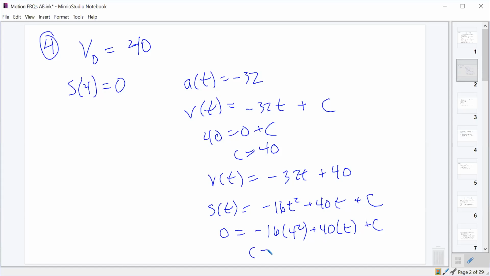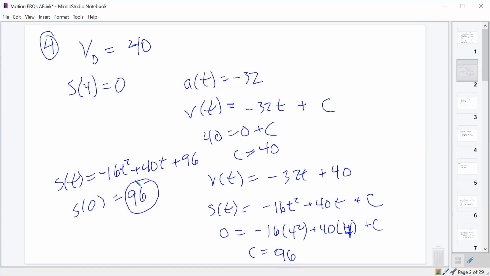And let's see, that should come out to be, what is that? That's negative 256. So 256 minus 160 ought to be 96. And so our function for the position is s of t equals negative 16t squared plus 40t plus 96. Well, the height of the building is the position of the rock at t equals 0, which is 96. So that should be the height of the building, 96 feet.